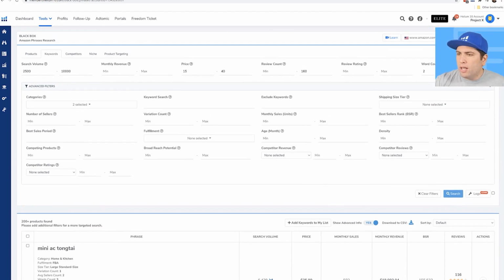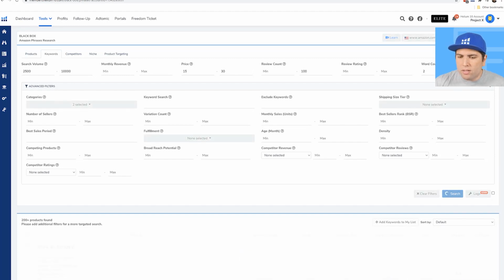So let me go ahead and take some of these numbers down. Like, let's go to an average of 100 or less. And then let's maybe take this one down to 30. Is there anything else I want? Nah, let's see if that one brings me down to less than 200.